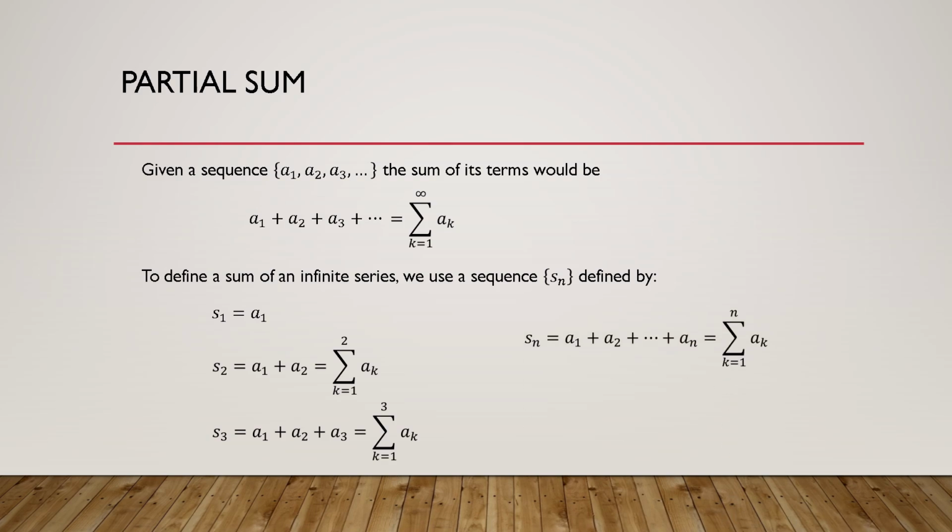S sub n then equals the sum of all terms up to a sub n, or the sum from k equals 1 to n of a sub k. The sequence S sub n is called the sequence of partial sums of the series from k equals 1 to infinity of a sub k.